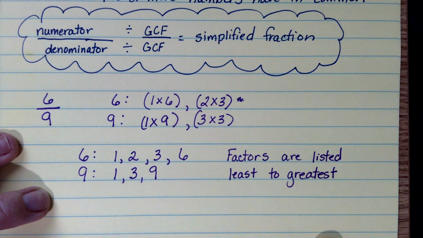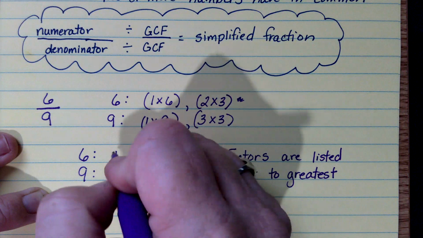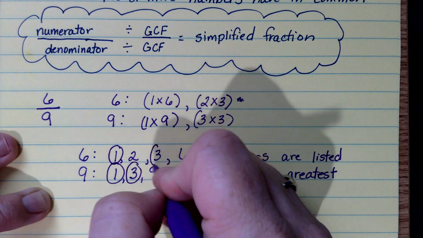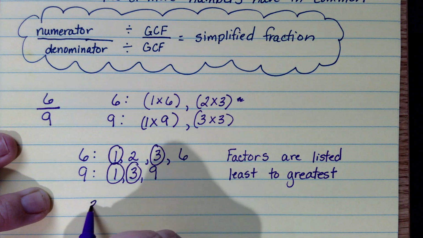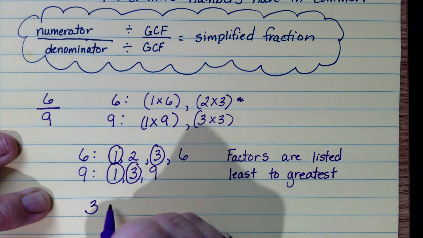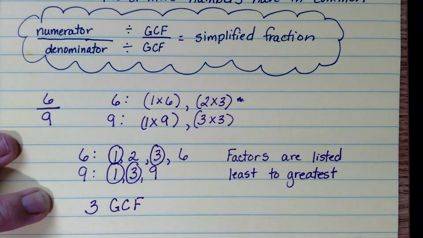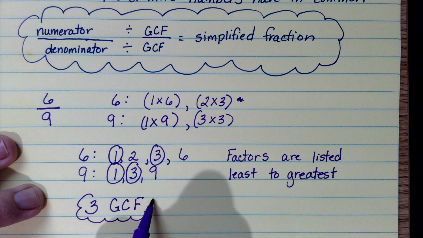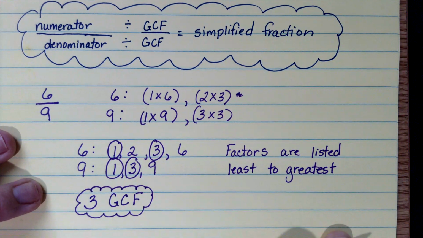When I look at what 6 and 9 have in common, I see that they have 1, and I see that they have 3. 3 is the greatest number that they have in common. Therefore, 3 is the greatest common factor. Now notice I'm not finished yet. I've found the greatest common factor. Now I have to simplify my fraction.